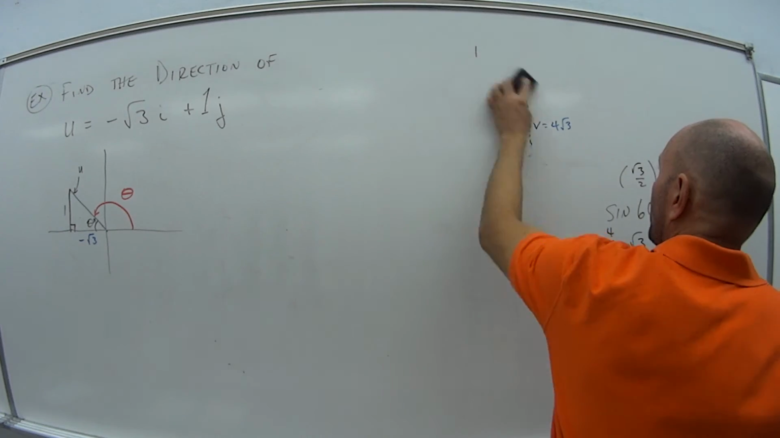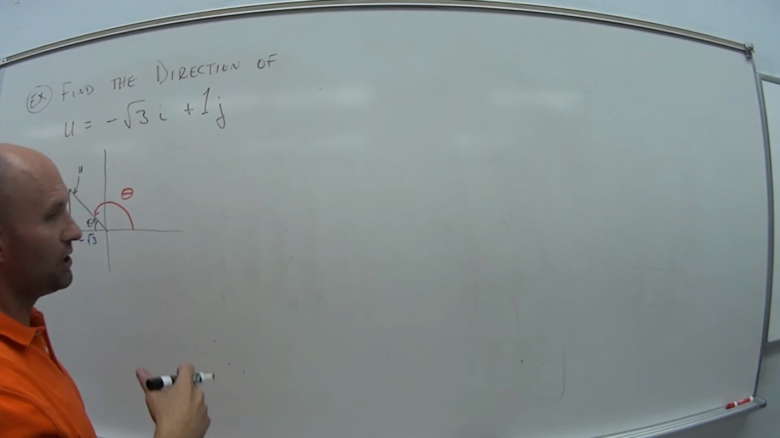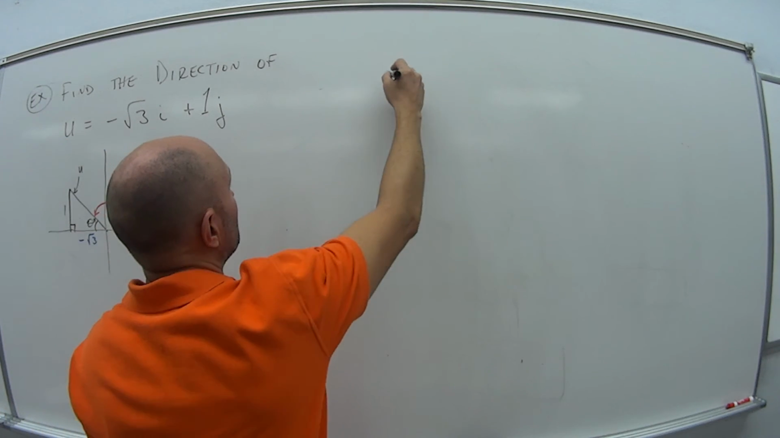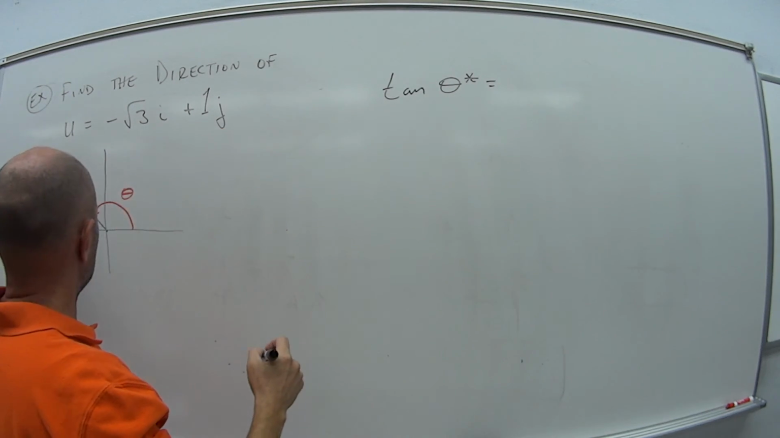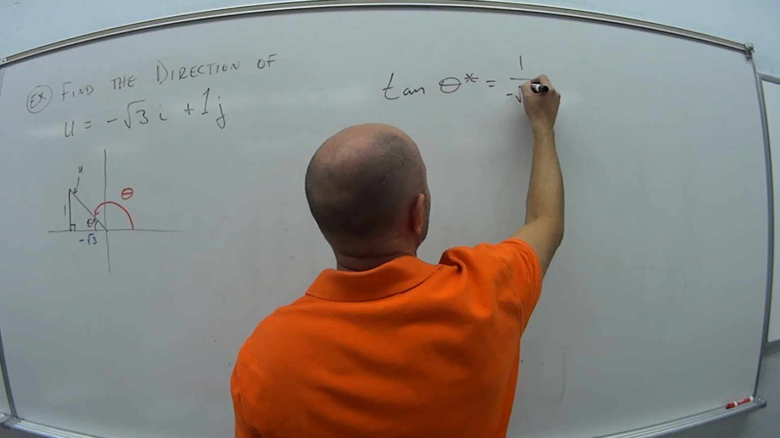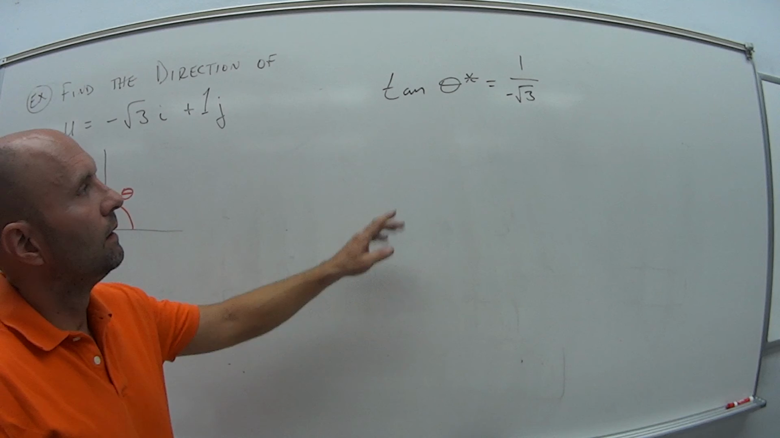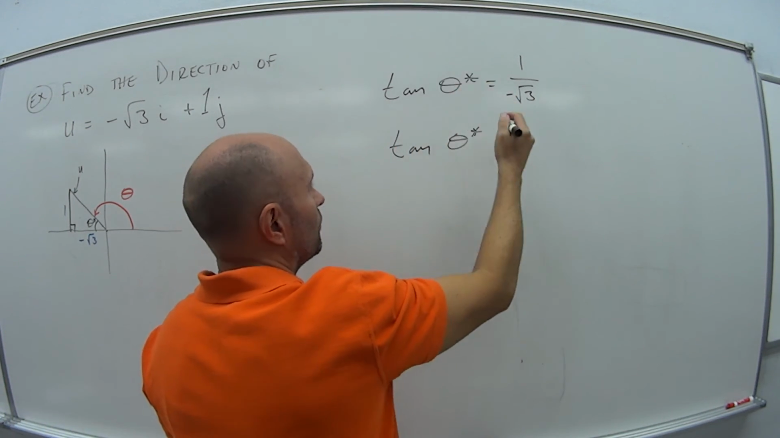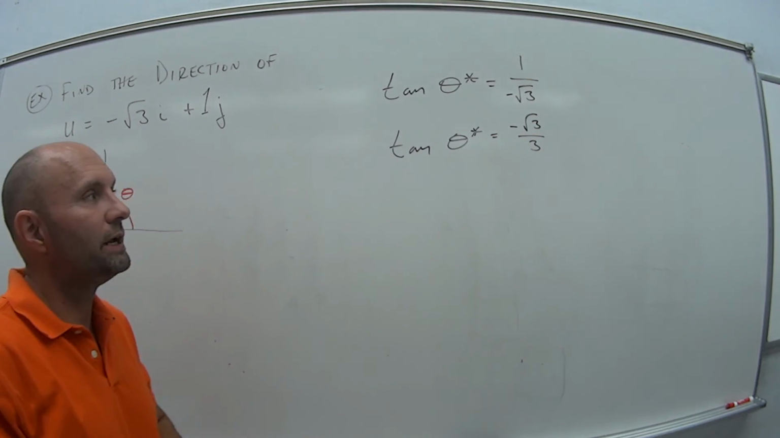So let's figure out that theta star. And again, this is using our basic trig information, SOHCAHTOA. So if this is our theta, what pieces do we have? We have opposite and we have adjacent. So that means tangent of theta star is opposite, which is 1, over adjacent, which is negative square root of 3. So that means tangent of theta, if we rationalize this so that it looks like something we're familiar with, is negative square root of 3 over 3.